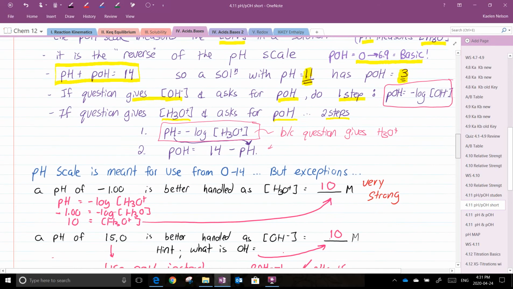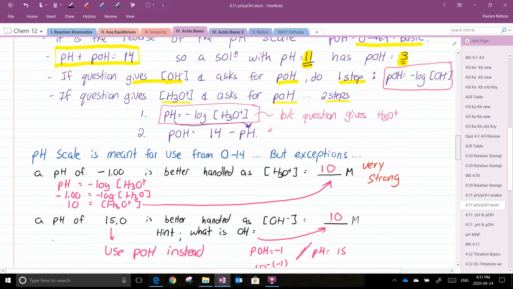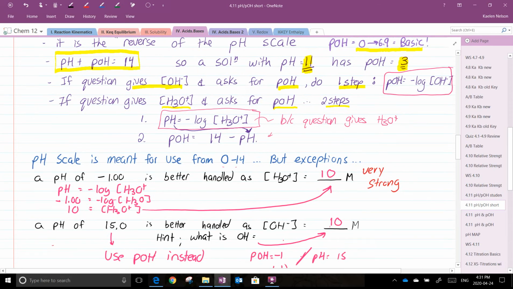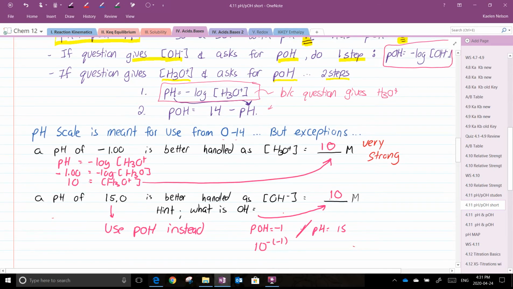The pH scale is meant for usual use between 0 and 14, but there are some exceptions. For example, if I calculate with 10 molar H3O, that's a very strong acid, it will turn out to be a pH of negative 1. Okay, so sometimes you will see a negative 1 on the pH scale.